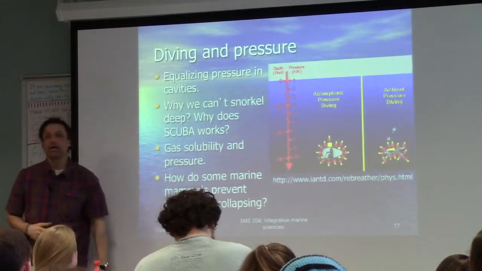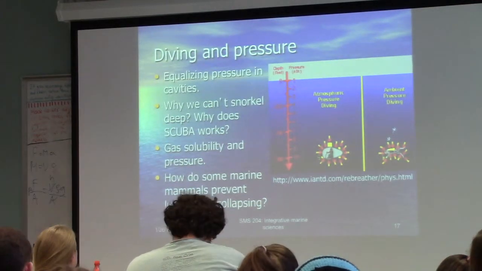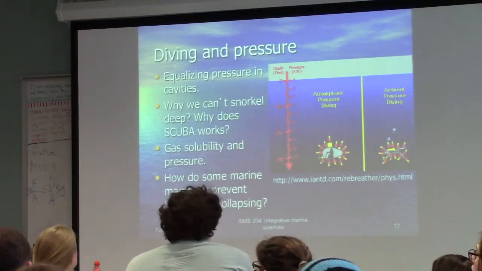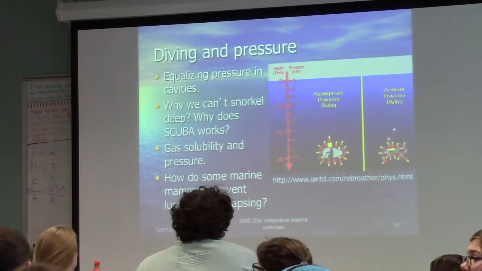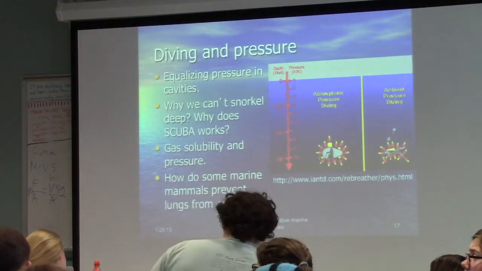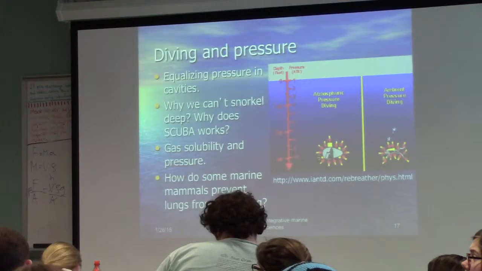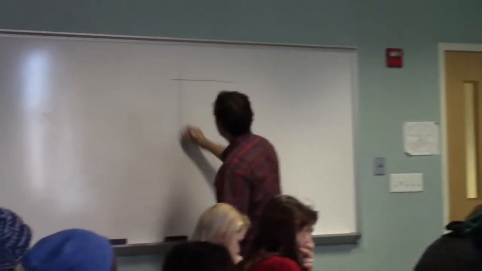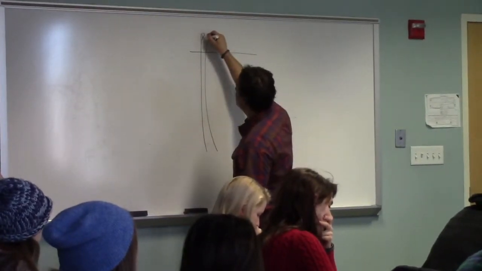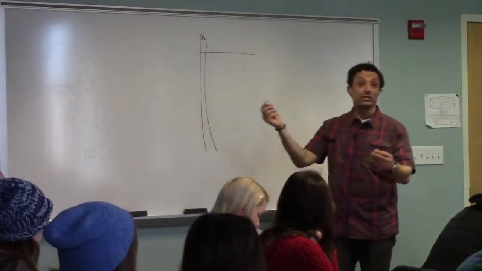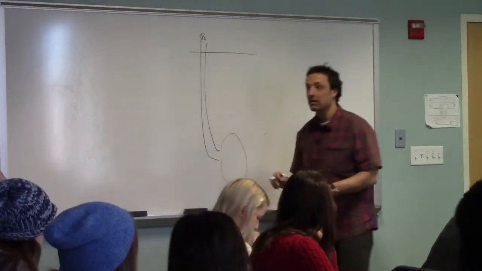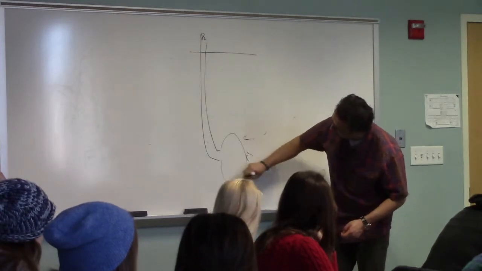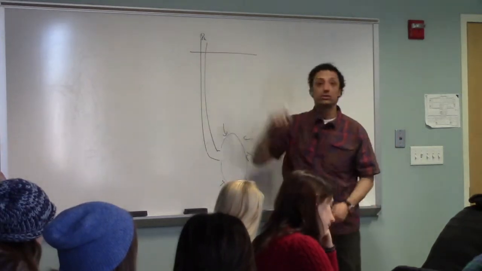Why can't we use a snorkel all the way very deep? Why can't I simply have a snorkel going to the surface and me going as deep as I want? What do you think? Yes? The pressure on the snorkel. It's not the pressure on the snorkel, it's the pressure on your chest. So as you go down, the atmospheric pressure is what you have inside. But you're right, it could be also on the snorkel. You're absolutely right. But it's also on the person. You're here, and the pressure here is much larger than the pressure at the surface.